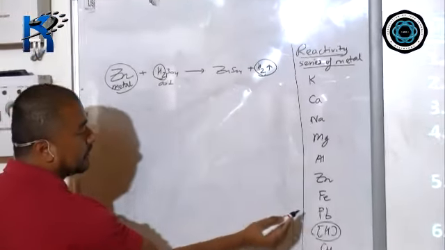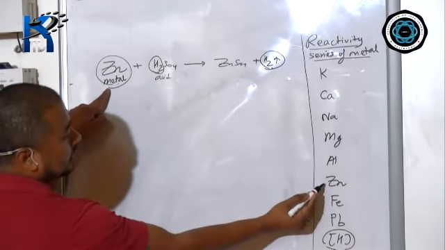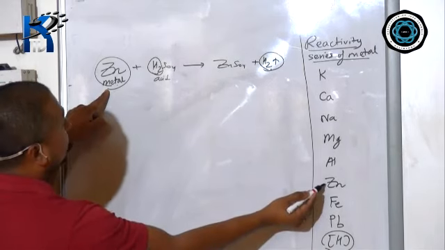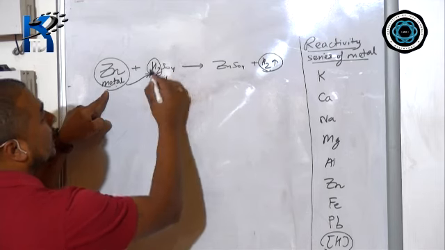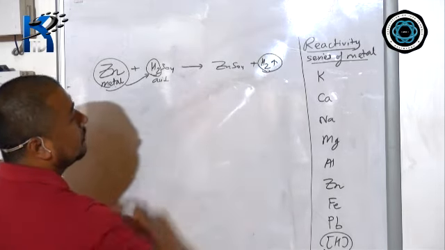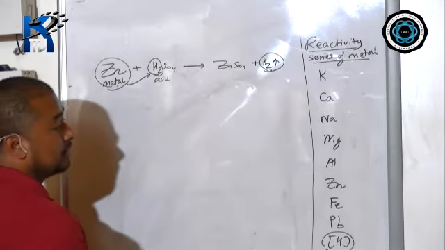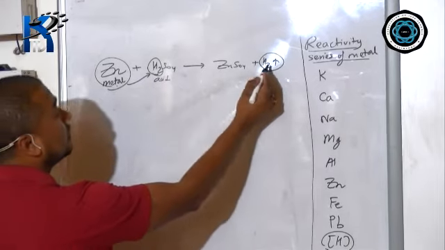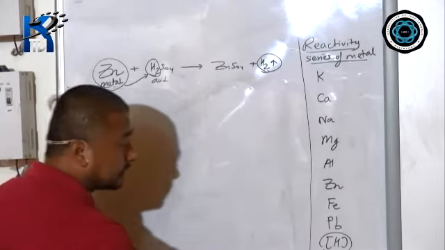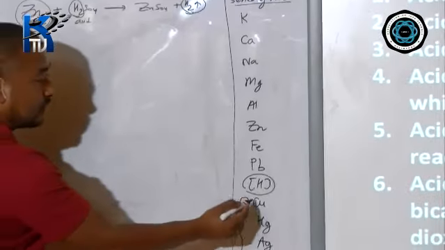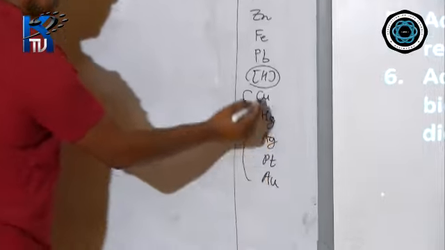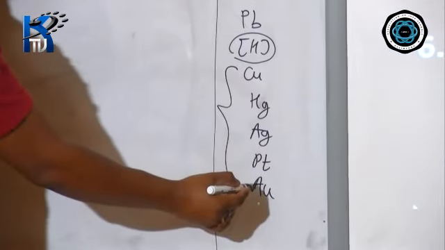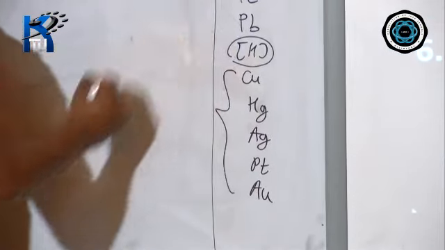Zinc is above hydrogen. You can see zinc is above hydrogen. Therefore, zinc is more reactive. As a result, it displaces hydrogen from acid, whereby it gets evolved. But all metals do not react with acid to liberate hydrogen gas, as I said earlier. For example, copper, mercury, silver, platinum and gold are below hydrogen in the reactivity series. Therefore, they are less reactive than hydrogen.